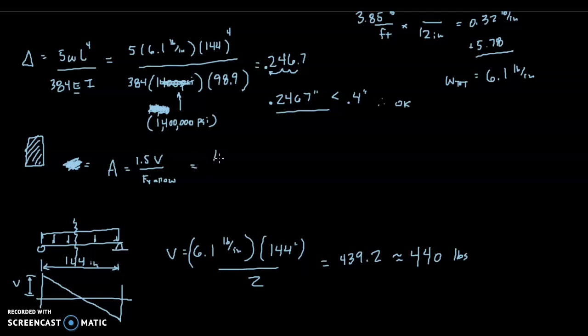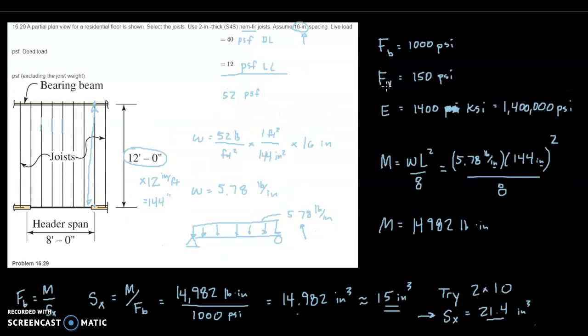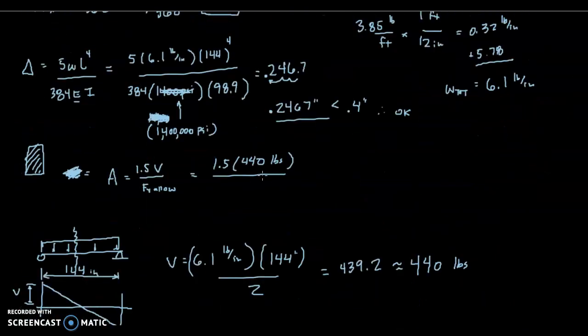So the area we're going to need is 1.5 times that shear force of 440 pounds divided by the allowable shear stress with respect to shear. The allowable shear stress, not the bending stress, not B, but V for shear. That allowable stress was 150 psi. So 150 psi goes in there, and then we calculate this value and get 4.4 square inches. So this is the area we need.